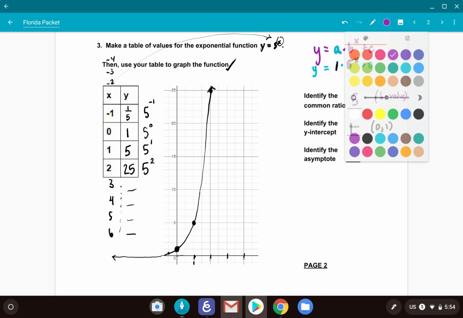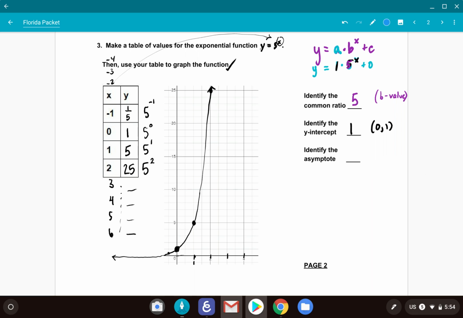And then we can also look at the C value. That's our asymptote. So the C value, whatever your C value is, that's your asymptote. And that's just this horizontal line right here. That's your asymptote. And your graph's never going to cross that line.